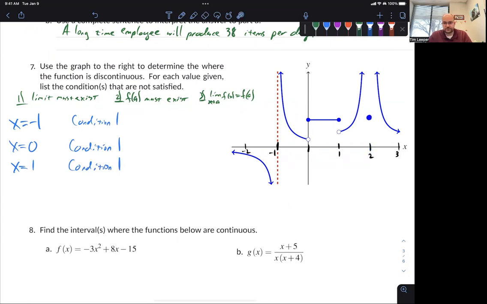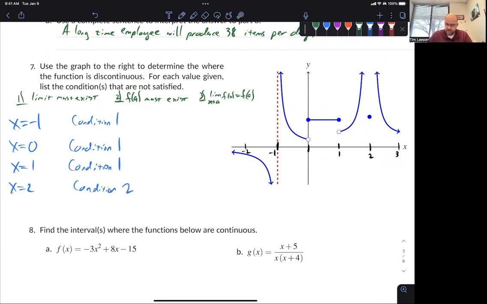X equals 2. Notice that while there's a function value there, we still have almost a vertical asymptote on both sides. But notice that these two are approaching some value up here, possibly. But the function value is right here. So there's no way for the limit up here to be the same as this function value here. So I would say that this is actually condition 2. So for x equals 2, it's probably condition 1, honestly, but condition 2 is probably the better one to say.